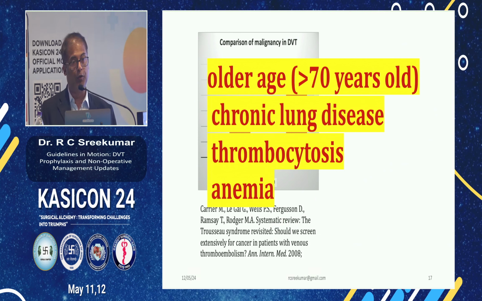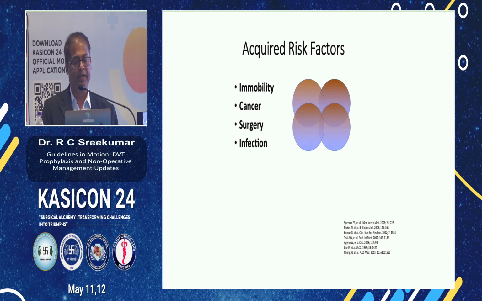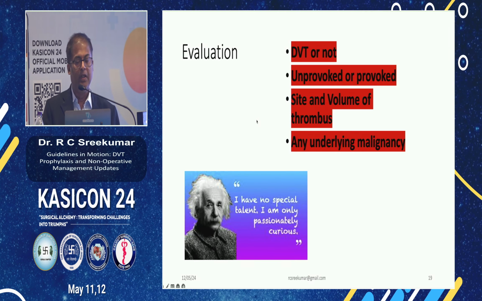Particularly if the patient belongs to any of these categories, old age, or the patient has chronic lung disease, thrombocytosis or anemia, you should always look for malignancy in these patients. Acquired factors are basically immobility, cancer, surgery, or infection. So for us, cancer and surgery are important.